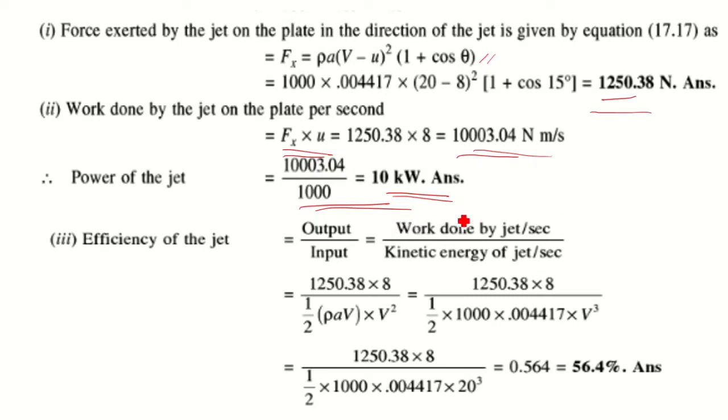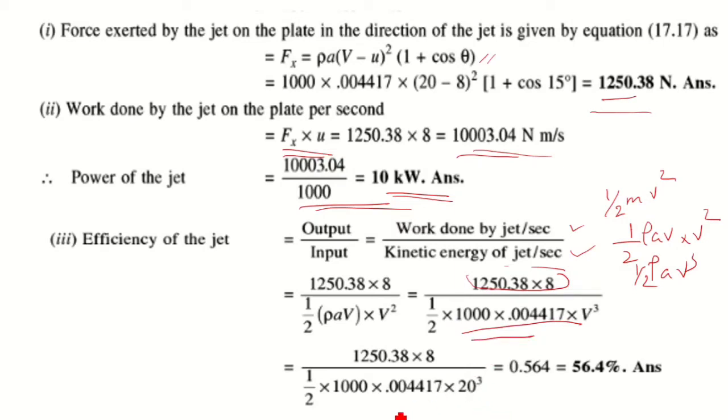Efficiency is output by input. Output is the work done by the jet per second, divided by input, which is the kinetic energy of the jet. Work done we have already derived. Kinetic energy is half m v square, so half rho a v into v square, that is half rho a v cube, is the kinetic energy. So the efficiency will be 56.4%. So this is a very simple problem.